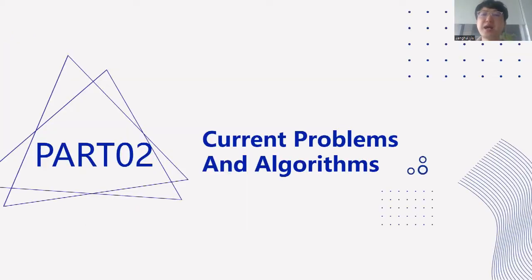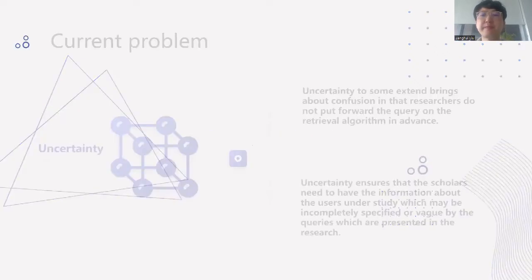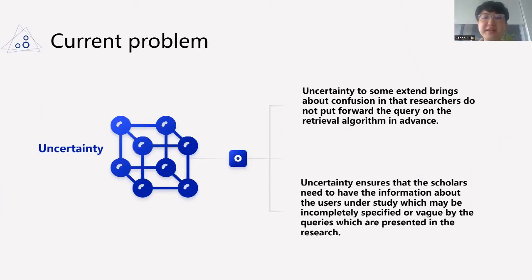Part 2, current problems and algorithms. Uncertainty is an inherent feature of information retrieval. Not only do we not know the queries that will be presented to our retrieval algorithm ahead of time, but the user's information need may be vague or incompletely specified by these queries.